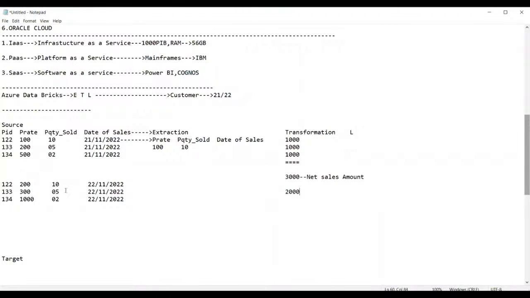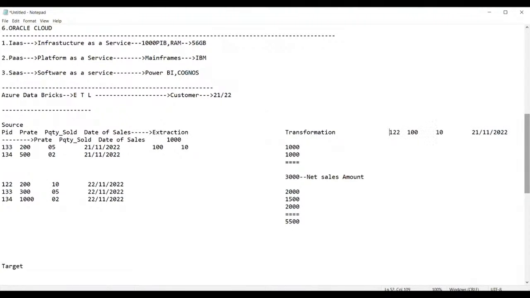2000. 300 into 5 means what? 1500. Very good. 1000 into 2 means what? 2000. Very good. Now calculate the sum. 5500. Very good. Now, guys, $5,500 is the net sales amount. This process is called the transformation process. It's done now. Finally, you will be loading.